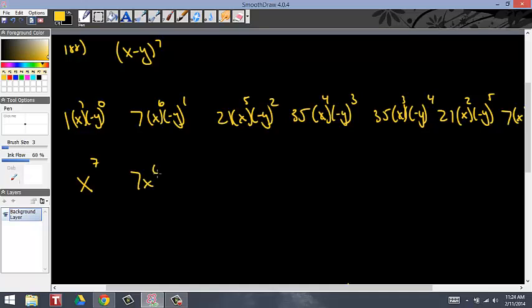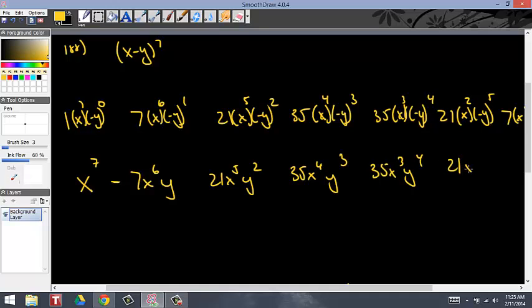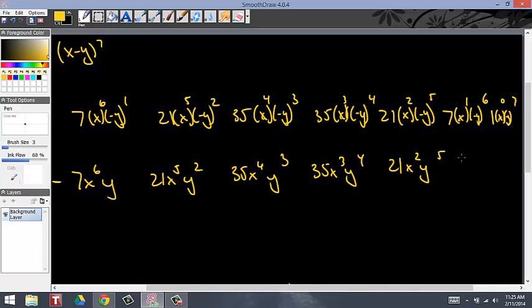X to the 7th is what you're going to get. And then this is going to be 7x to the 6th and a y. This is going to be negative. This is going to be 21x to the 5th, y squared. 35x to the 4th, y to the 3rd. 35x to the 3rd, y to the 4th. 21x squared, y to the 5th. 7x, y to the 6th, and then y to the 7th.